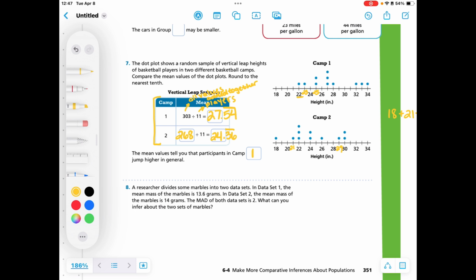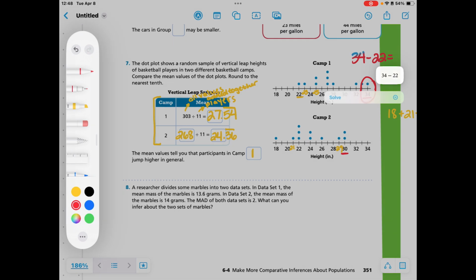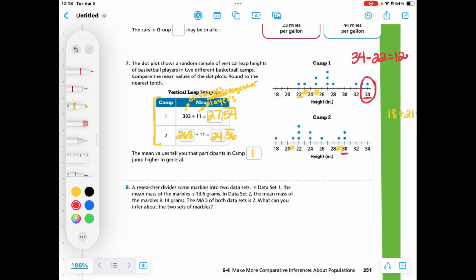And I mean, we can even see that just based off the last couple numbers here. So, this range will go all the way from 34 to 22. So, if we were to subtract that, that value would give me a 12. And then this range for this one, I have 30 minus 18. Oh, that also gives me a 12.